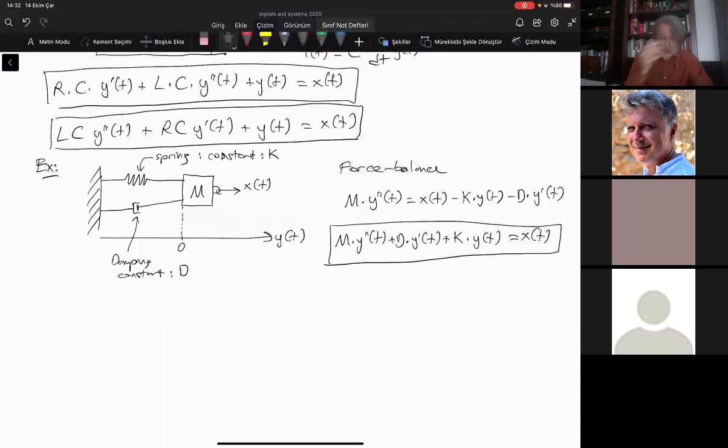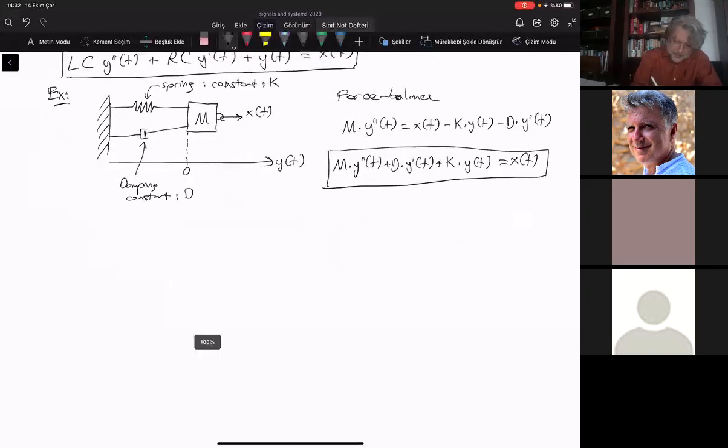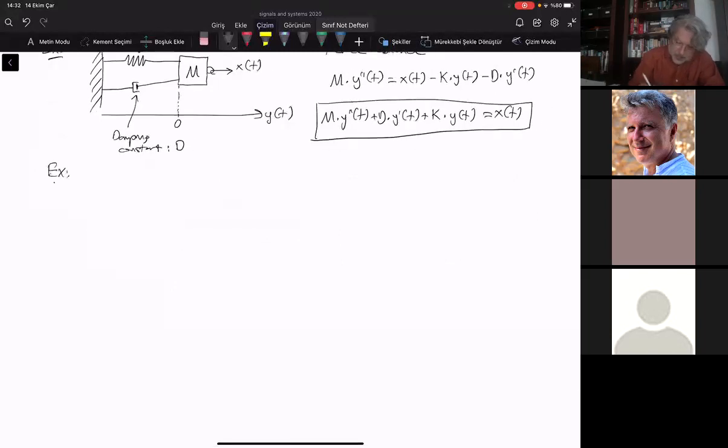Now let me give you a discrete time example, which is an edge detector.